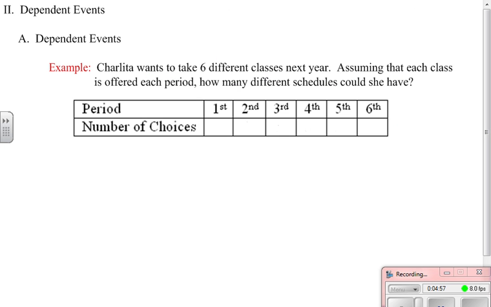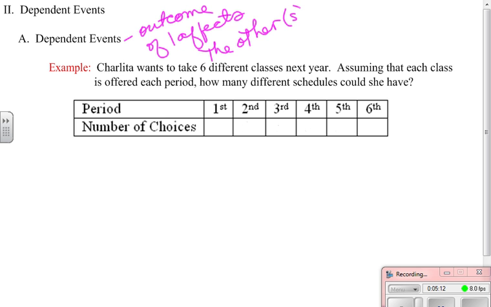Now if we think about dependent events, where the outcome of one affects the other, or others, as the case may be. So Charlita wants to take 6 different classes. So class A, B, C, D, E, and F. Those are her choices. Assuming each class is offered each period, how many different schedules could she have?